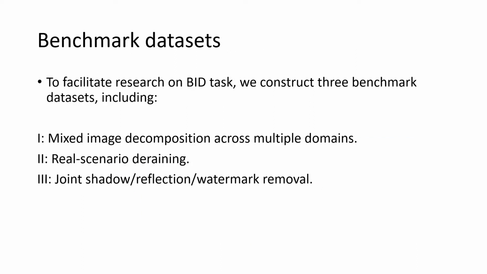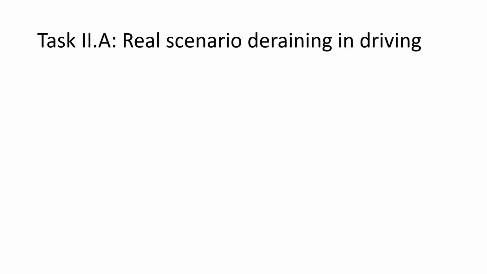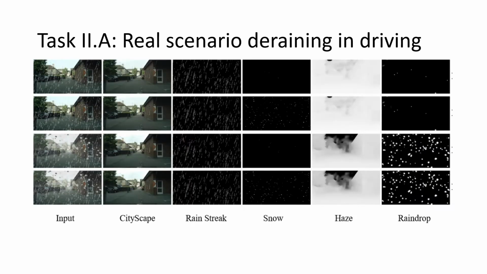Let's look at BID datasets. We built 3 BID datasets in total. In this talk, we will focus on the latter 2 datasets and their BID tasks. Task 2A is deraining in dry rain, where the deraining task can be important in a dry rain environment. We employ Cityscapes images as rain-free images. Other components are rain streak, raindrop, haze, and snow. We follow the physical image model to generate raining images.